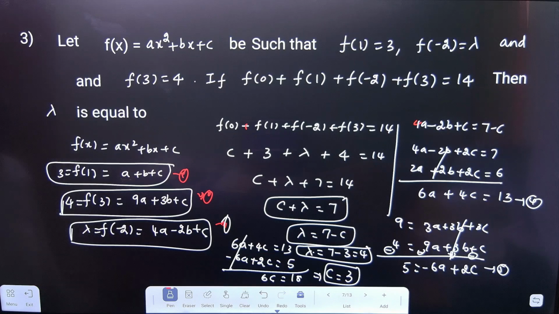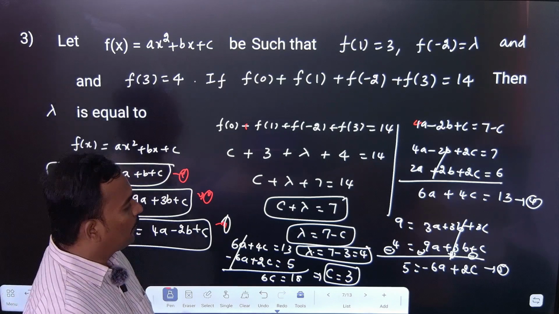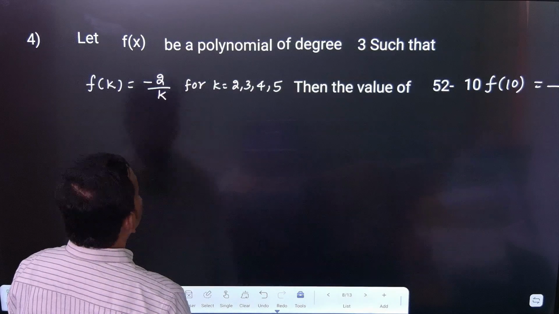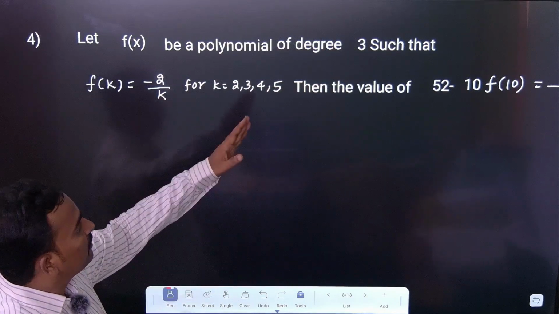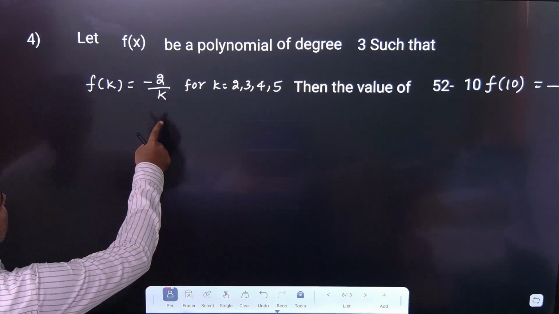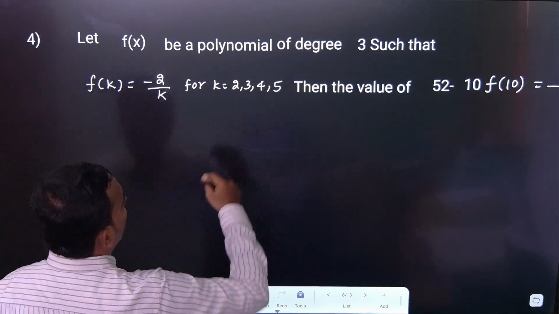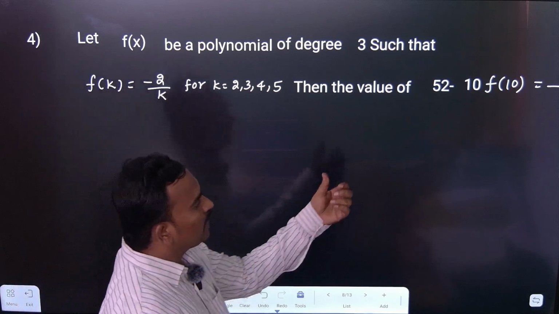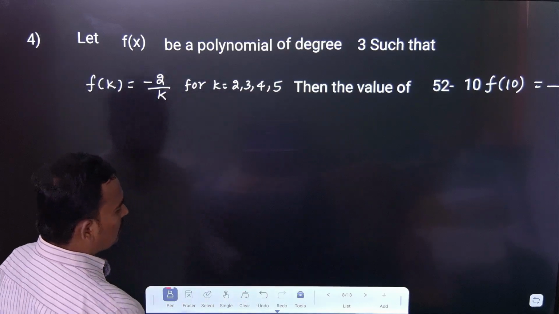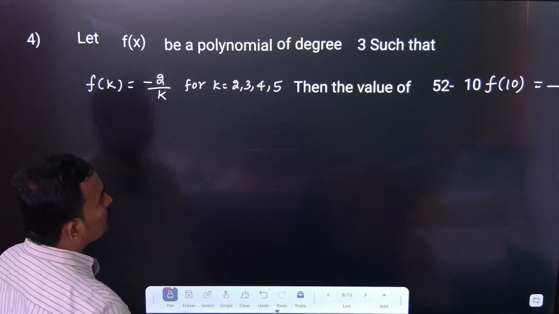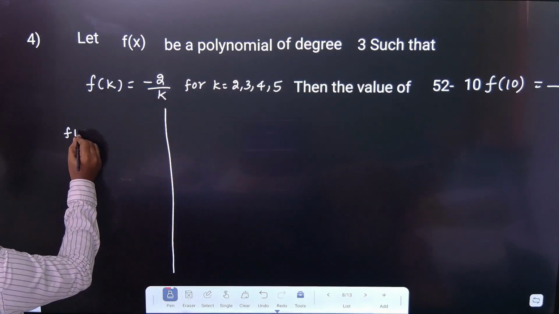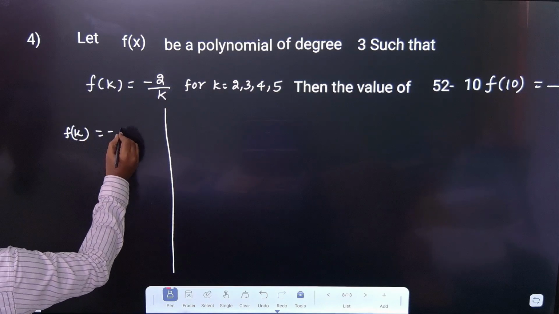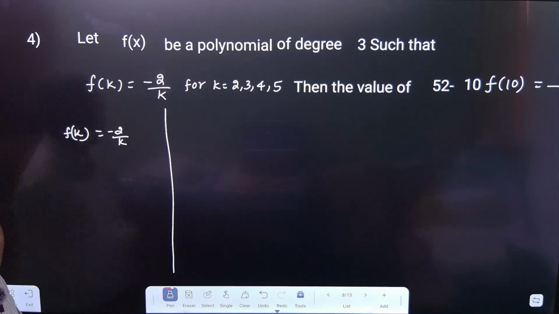So next, what we'll discuss, next question. So f of x is a polynomial of degree 3 such that f of k is equal to minus 2 by k, k is equal to 2, 3, 4, 5. Then find the value of 52 minus 10 times f of 10. How to find this quickly? You can see, students, very simple question. So f of k is equal to minus 2 by k, right? K value is what? 2, 3, 4, 5.